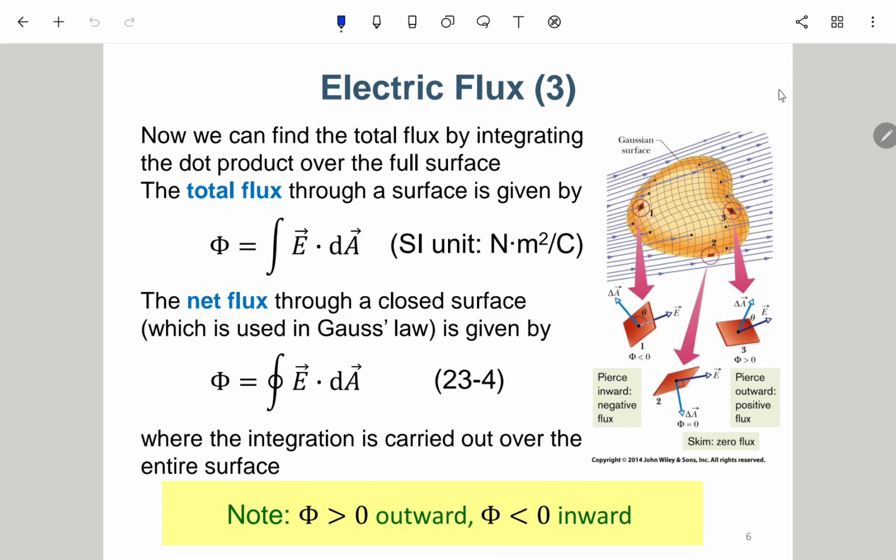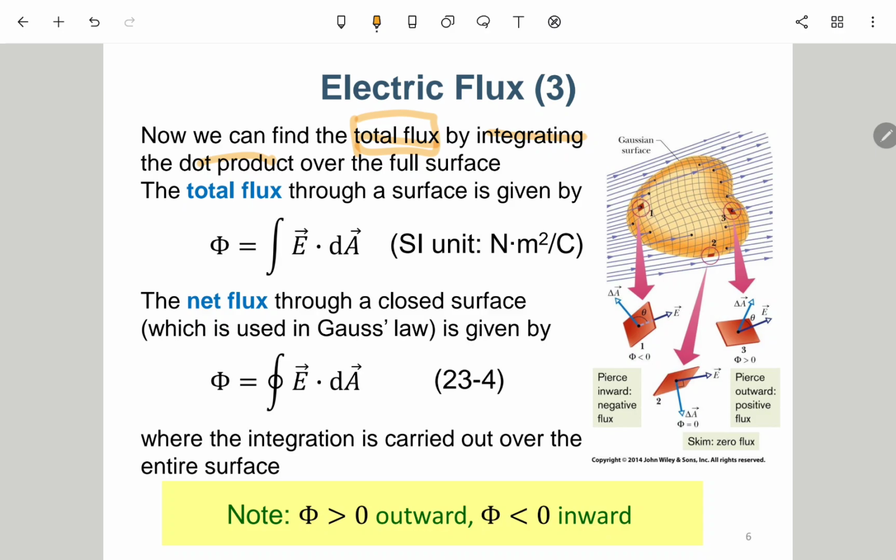So here comes the overall direction of the electric flux. Here it says now we can find the total flux by integrating the dot product over the full surface. So here we have the total flux, by integrating the dot product over the full surface.